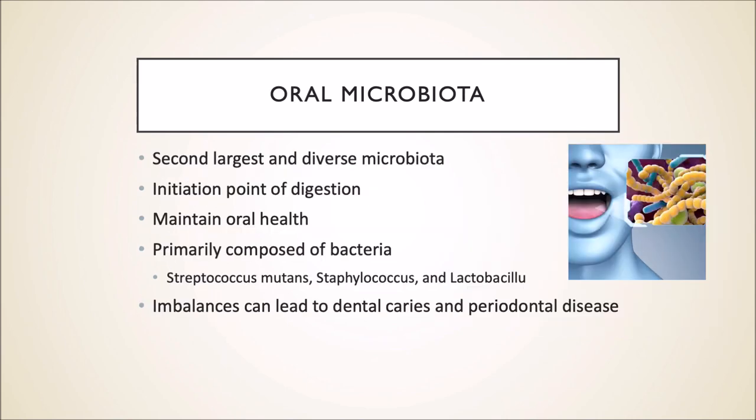The oral microbiota is the second largest and most diverse microbiota after the gut, with over 1,000 species of bacteria. In addition, being the initial point of digestion, these microorganisms interact with each other and the host to maintain oral health as well as systemic health. The primary species are Streptococcus mutans, Streptococcus, and Lactobacillus. The imbalance in oral microbiota can lead to negative health outcomes such as dental caries and periodontal disease.